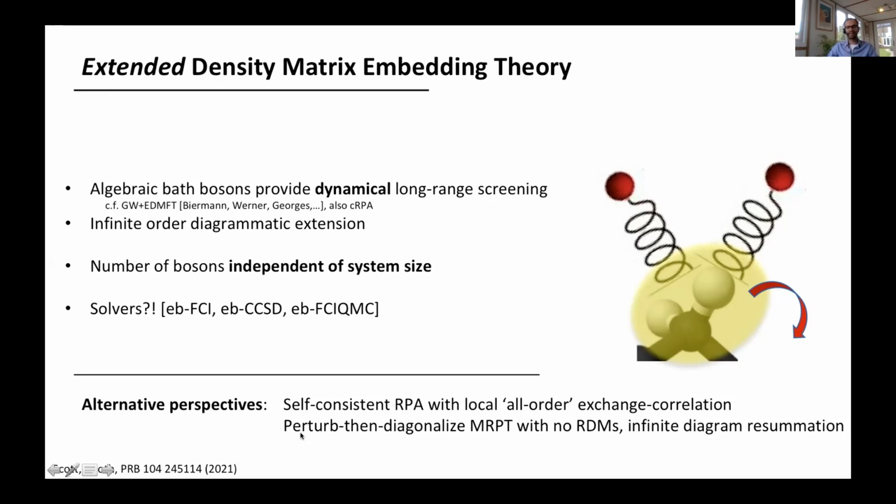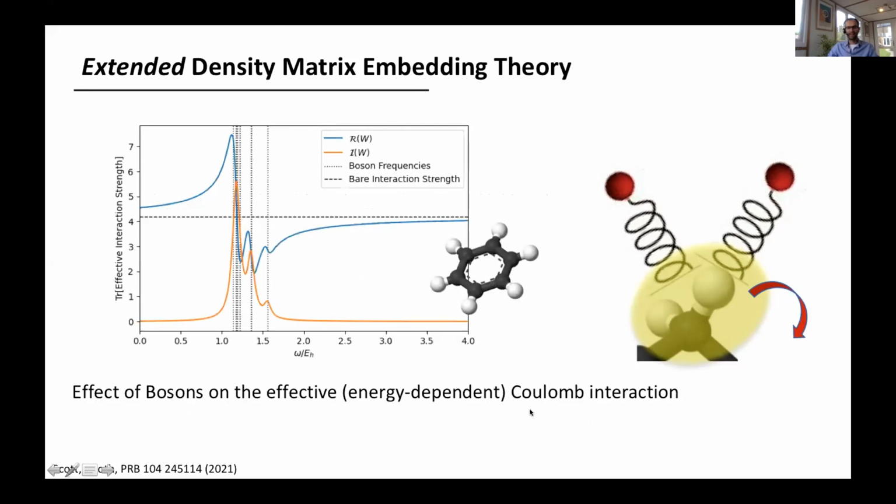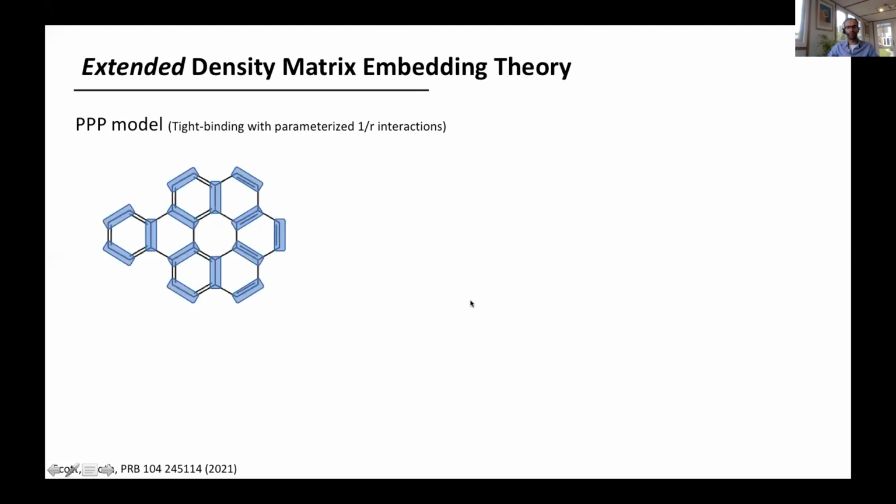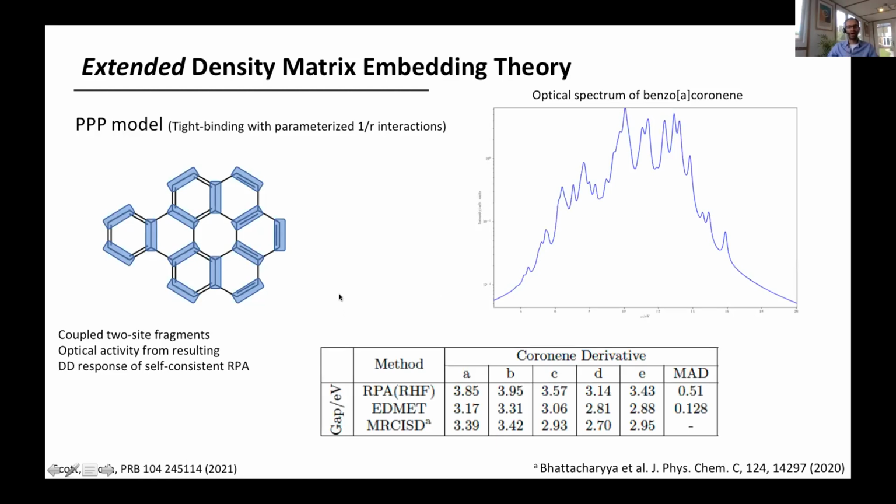Another way to think about it is that this is a perturb-then-diagonalize multi-reference perturbation theory that doesn't involve high body density matrices and has an infinite diagrammatic resummation in the external space. So yeah, I'm going to skip that. We are working very hard, and I was hoping to have an ab initio implementation for you to describe what's going on, but we haven't quite got there yet.